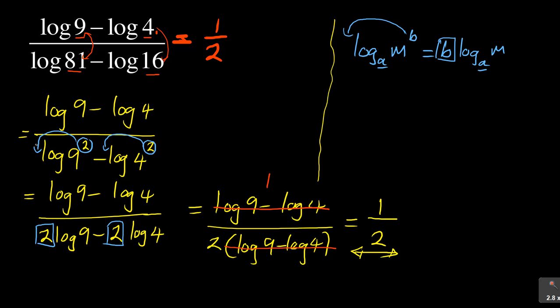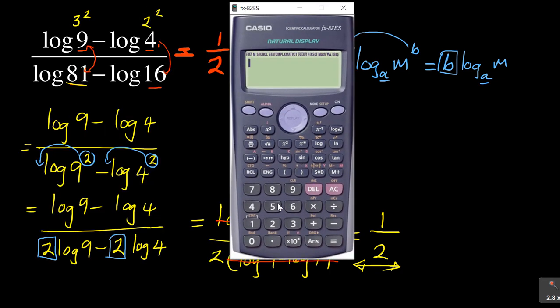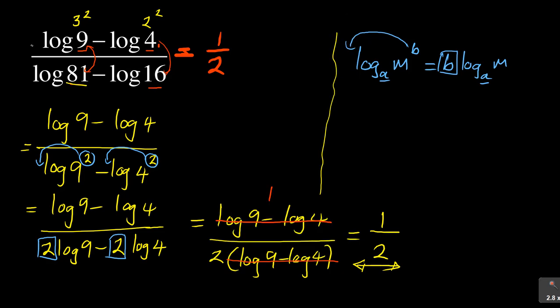There were other ways you could have done it. Some students would have approached it by writing 9 as 3 squared and 4 as 2 squared, which means also 81. You're supposed to express 81 in terms of 3. I think 81 is 3 to the power of 4. Let's check that. Yes, 81 is 3 to the power of 4 and 16 is 2 to the power of 4. So you could have expressed 81 as 3 to the power of 4 and 16 as 2 to the power of 4. So that was another option.